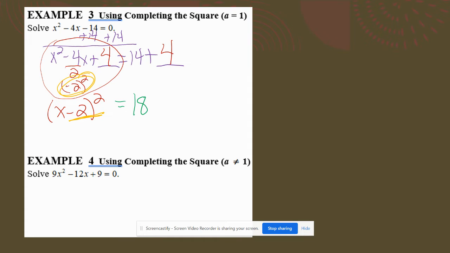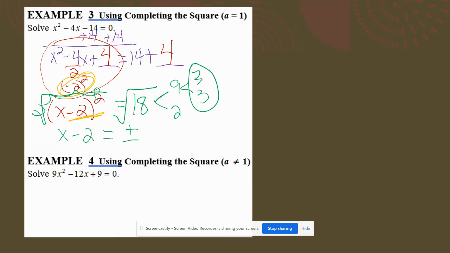Now we have the situation we just finished off with on the other page. I can't move this 2 away from the x unless I get rid of the square first to free it from the parentheses. So I'm going to take the square root on both sides. Those reduce out, so we have x minus 2 is equal to, since we took the square root, plus or minus the square root of 18. 18 is not a perfect square, but I can pull out a pair of 3's with a 2 left over. So 3 square root of 2.